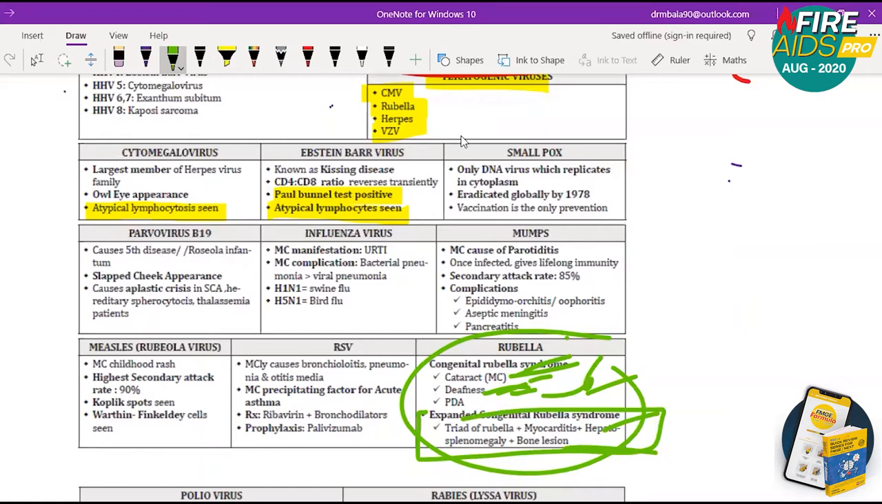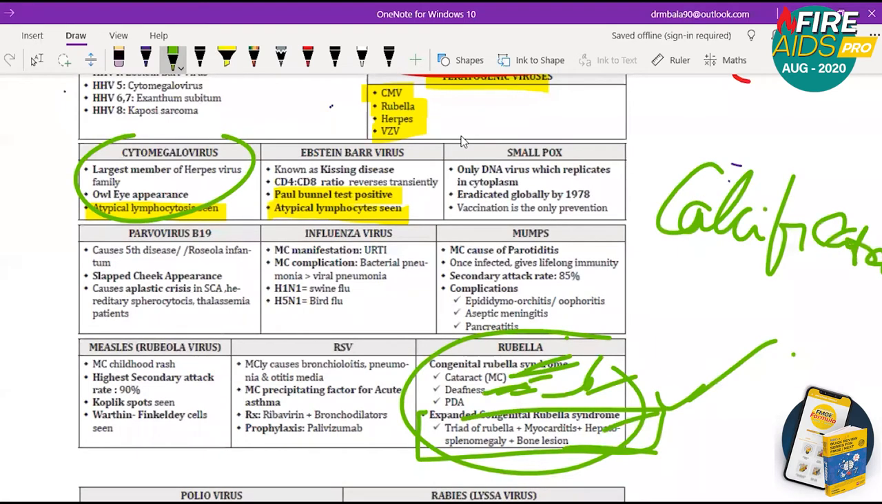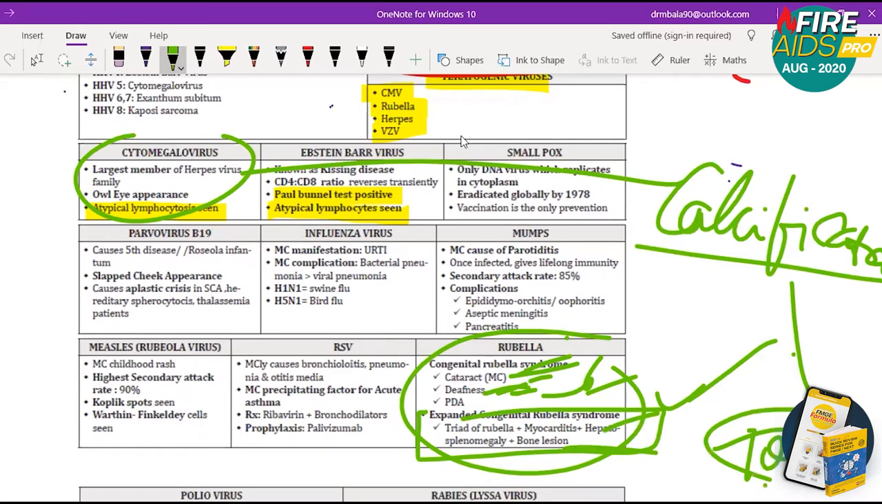Now, cytomegalovirus can cause CT scan head changes in the baby, the calcifications: calcification on X-ray or CT scan, calcification in the brain of the baby. There's one more thing that can cause calcification, that is toxoplasmosis. So when you are reading CMV or rubella, you should remember toxo as well. So these three should go hand in hand.